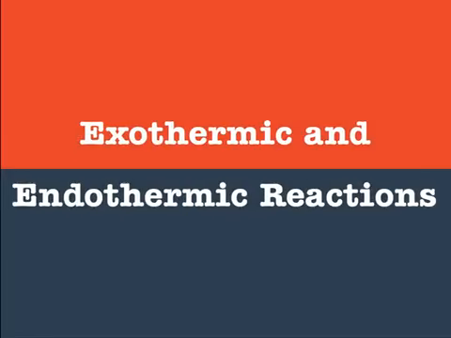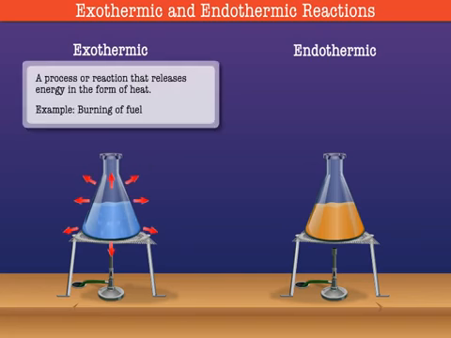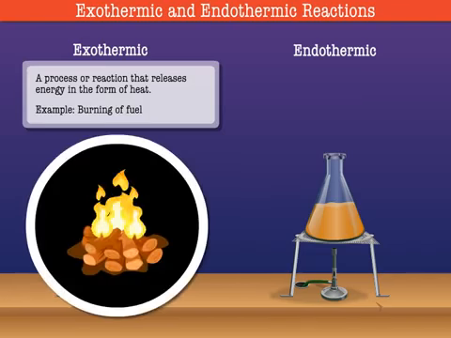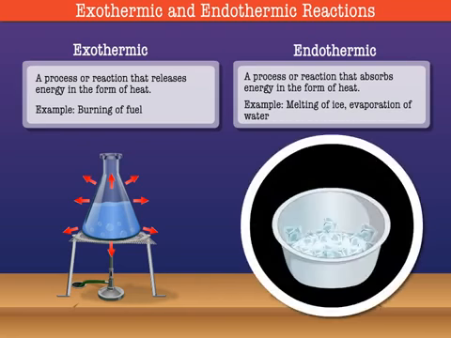Exothermic and endothermic reactions. Depending on the absorption or evolution of heat energy, we can classify reactions into two types: exothermic and endothermic reactions. Exothermic reaction describes a process that releases energy in the form of heat. Burning of fuel is exothermic. Endothermic reaction describes a process that absorbs energy in the form of heat. Melting of ice and evaporation of water are endothermic.